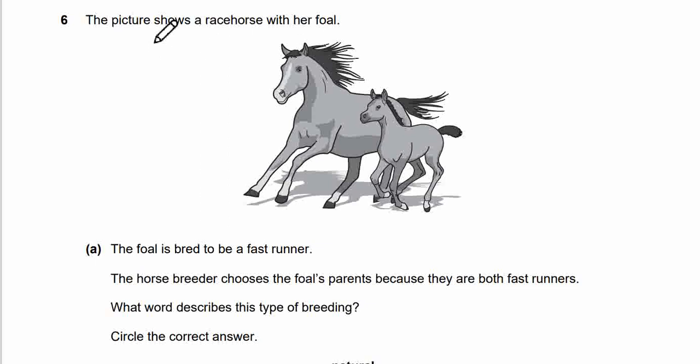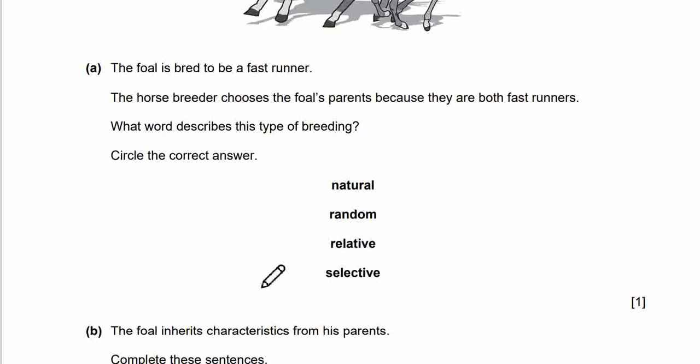Question 6. The picture shows a race horse with her foal. So the foal is bred to be a fast runner. The horse breeder chooses the foal's parents because they are both fast runners. What words describe this type of breeding? Circle the correct answer.